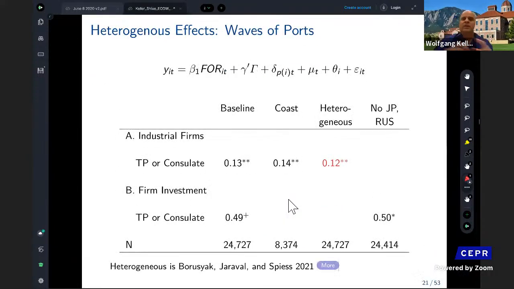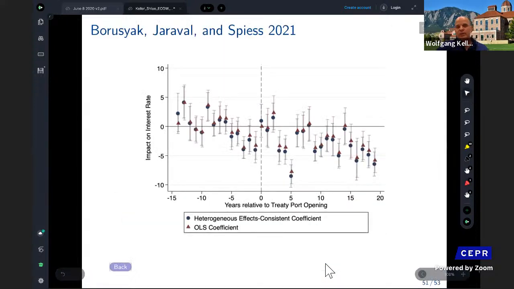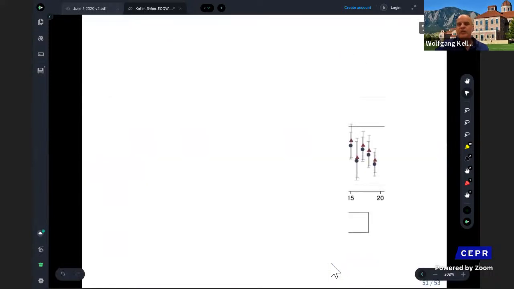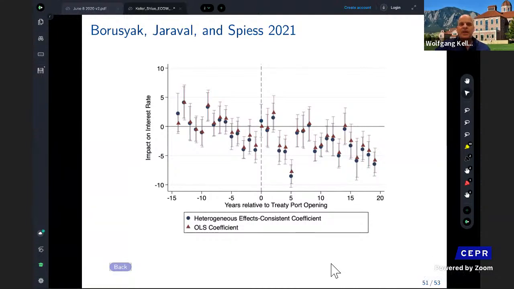We also study this because these treaty ports were opened in waves. That's one of the reasons why you might worry about heterogeneity. There has been a lot of work on difference-in-differences estimation recently, and we apply the method of Borusyak, Jaravel, and Spiess. As you see here, the coefficient of 0.12 is very close to the coefficient of 0.13 that we get with a simple OLS estimator. And we can actually look at this in a bit more detail. This gives the annual coefficients from that event study design, and these heterogeneity-robust coefficients are very close, a correlation of 0.95 or higher, to the OLS coefficients.